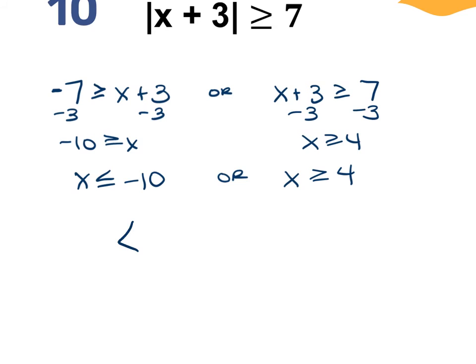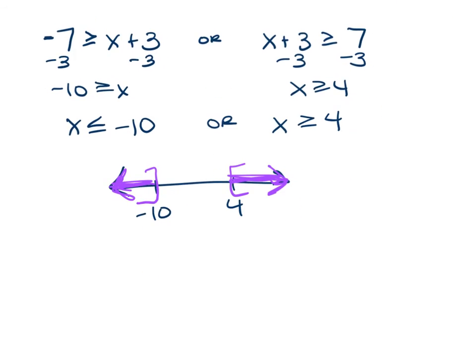So my graph, bracket pointing left, bracket pointing right, interval notation, and on WebAssign it does a semicolon instead of the U.